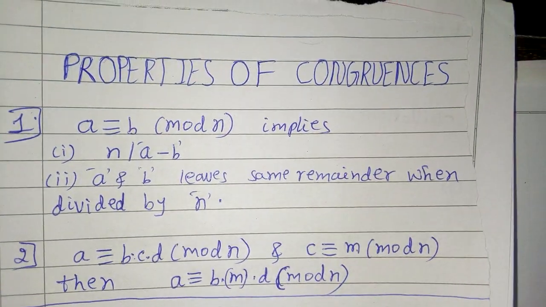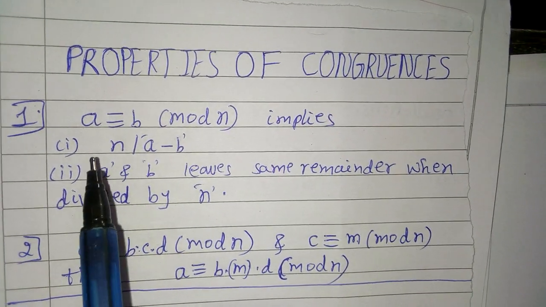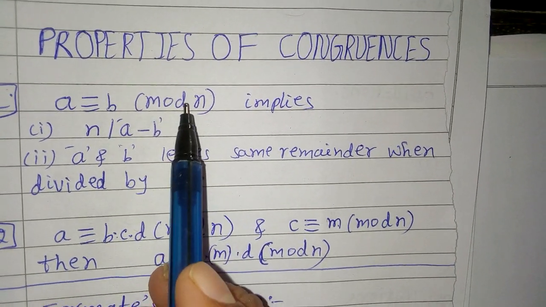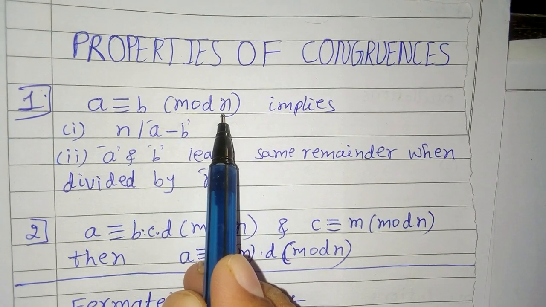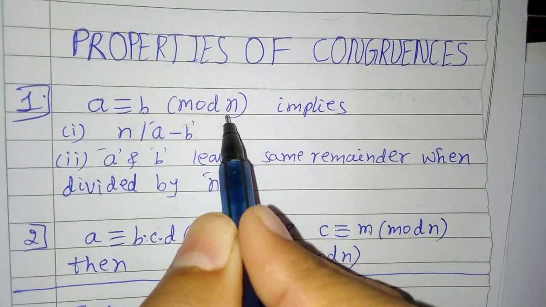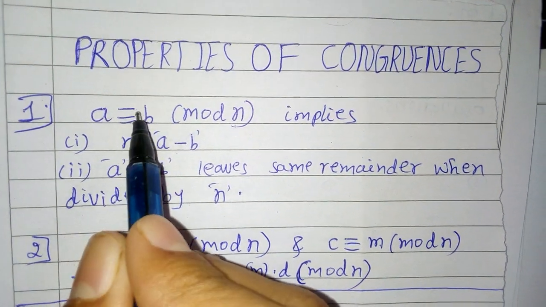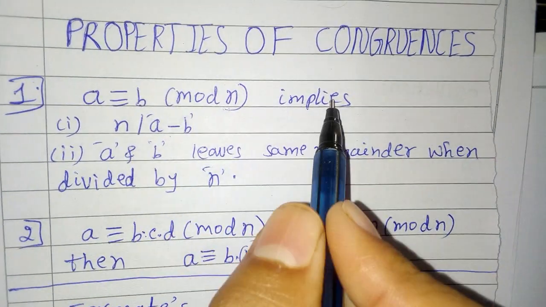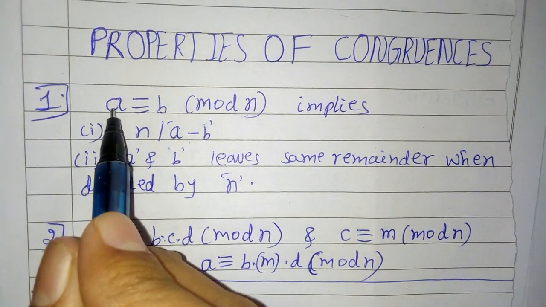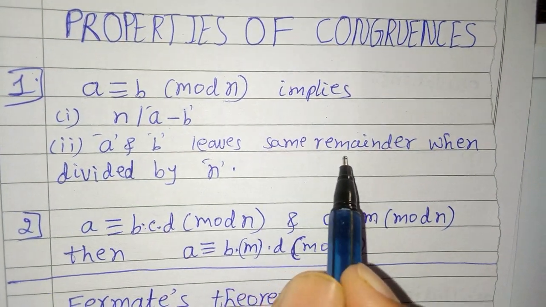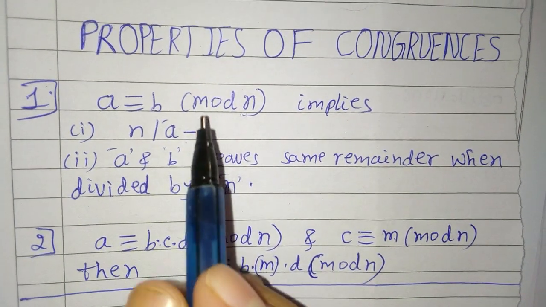What are the properties of congruences? If a and b are congruent mod n, that implies that n divides a minus b. And if a and b are congruent mod n, that implies that a and b leave the same remainder when divided by n.